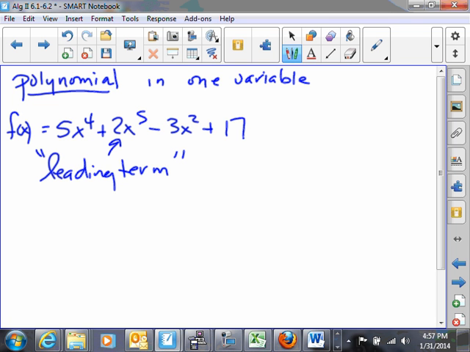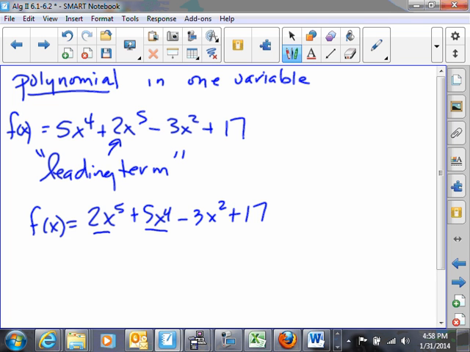So we would think of this really as f of x is equal to 2x to the fifth plus 5x to the fourth minus 3x squared plus 17. That would be in order of decreasing power. This term has a degree of 5, this term has a degree of 4, this term has a degree of 2, and this term has a degree of 0, because there is really a phantom x to the 0. Remember, anything to the 0 power is 1. 17 times 1 is 17.